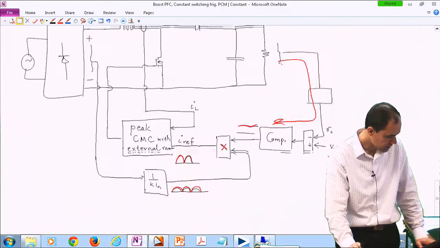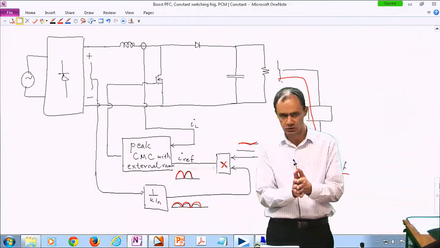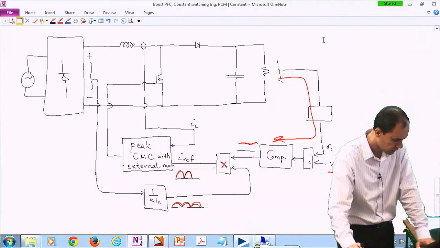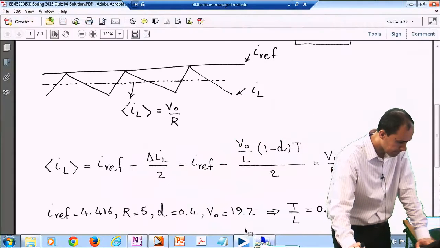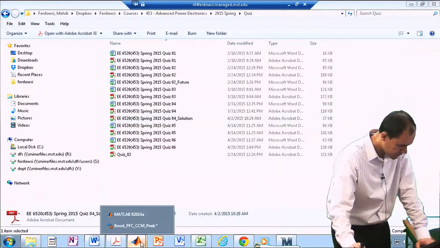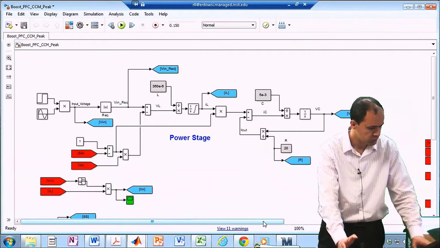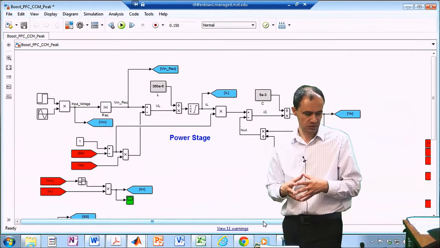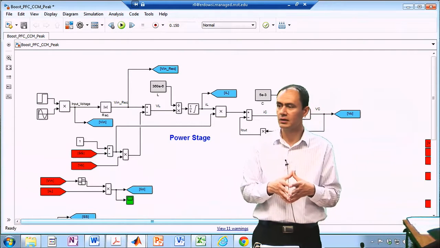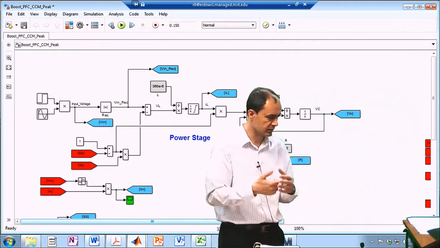So we discussed this a little bit, and now we are trying to look at some simulations, okay? And the model is already on Blackboard. All right, let me see. Okay, so the model is here. What you see on the screen right now is I'm using Simulink. There is no switch or diode or anything. It's just the math that is operating.